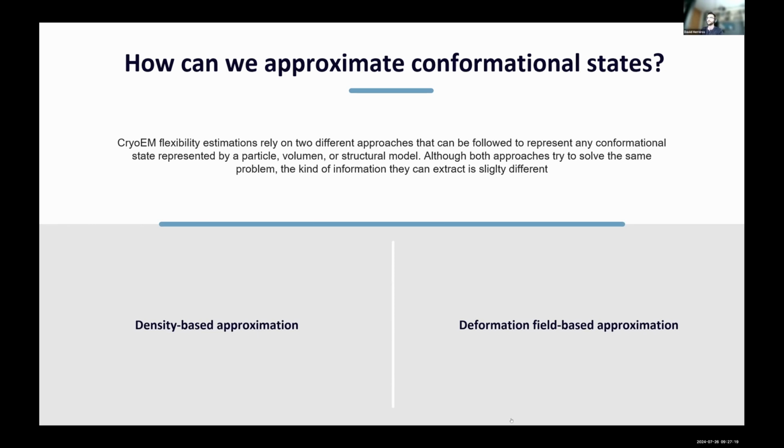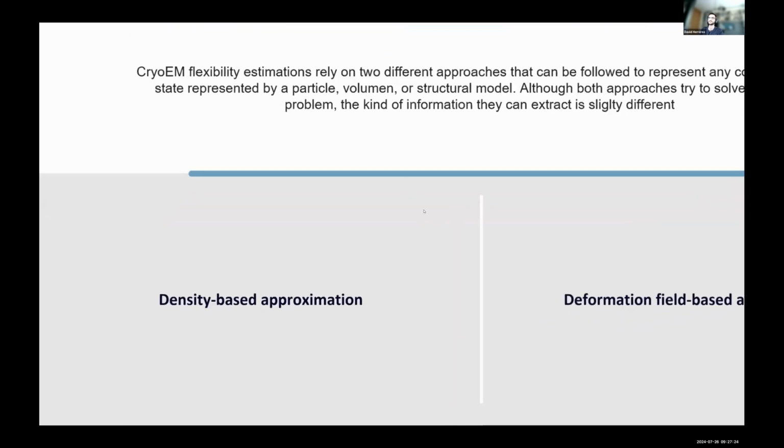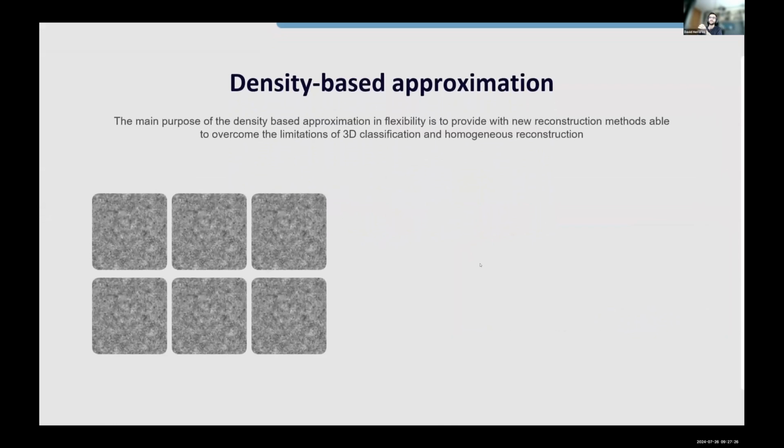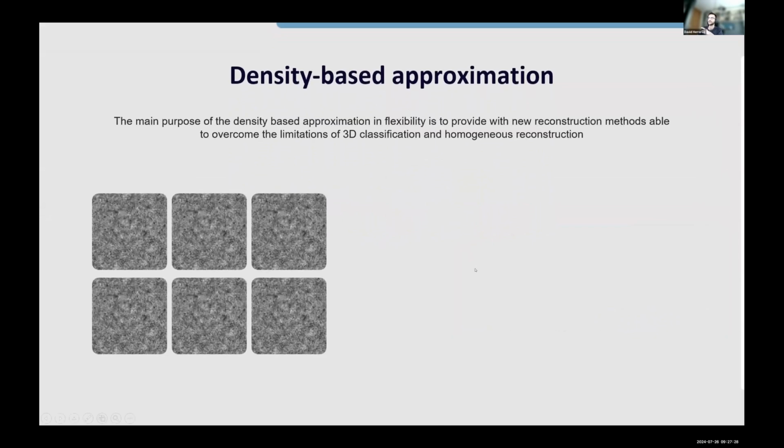So I'm going to start with the first one, which I think is the simplest one, the density-based approximation. And actually, density-based is just a funny name to say reconstruction. If I want to get a state A and a state B of my protein, well, one simple way to solve the problem is: let's get the images belonging to state A, let's get the images belonging to state B, and let's do a reconstruction with those, and in principle, the problem is solved. I already have my two states, which is the information I want to estimate.